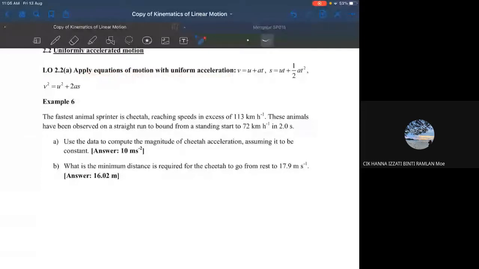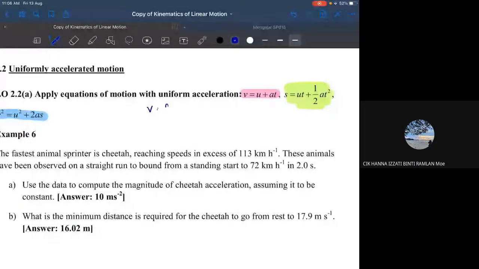Okay, iaitu sama ada V equals to U plus AT, S is equals to UT plus half AT square dan juga V square equals to U square plus 2AS lah. Okay, so I'm sure kamu tahu sebelum ni tapi Miss nak emphasize lagi. Okay, so you know that V is final velocity, okay. Ni kamu salin lah.